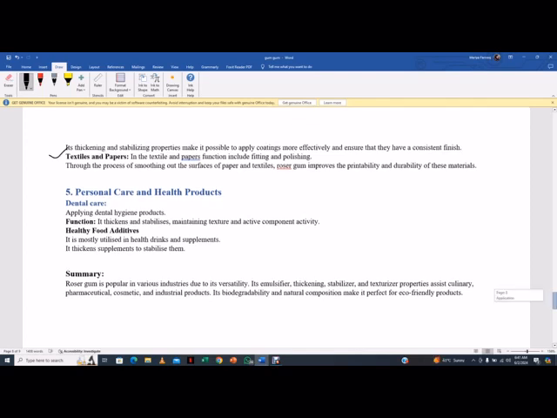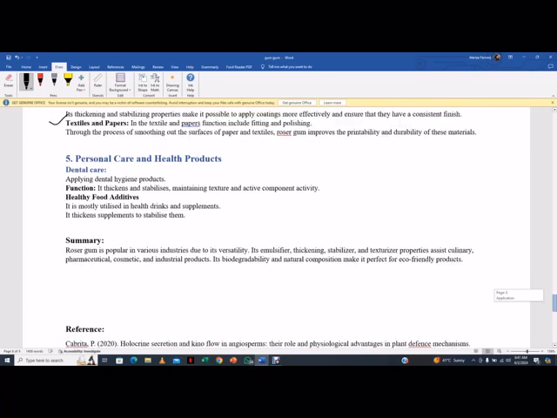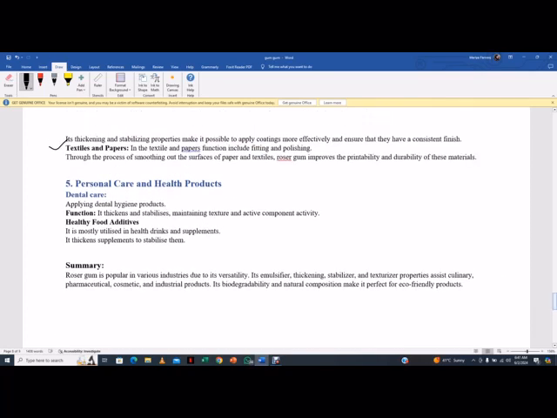Next, the last topic is the summary. I'm going to sum up all the topics that are presented today. In summary, the roser gum is a versatile ingredient with applications across various industries due to its thickening, stabilizing, texturing, and emulsifying properties. Its natural origin and biodegradability make it an excellent choice for sustainable formulation.